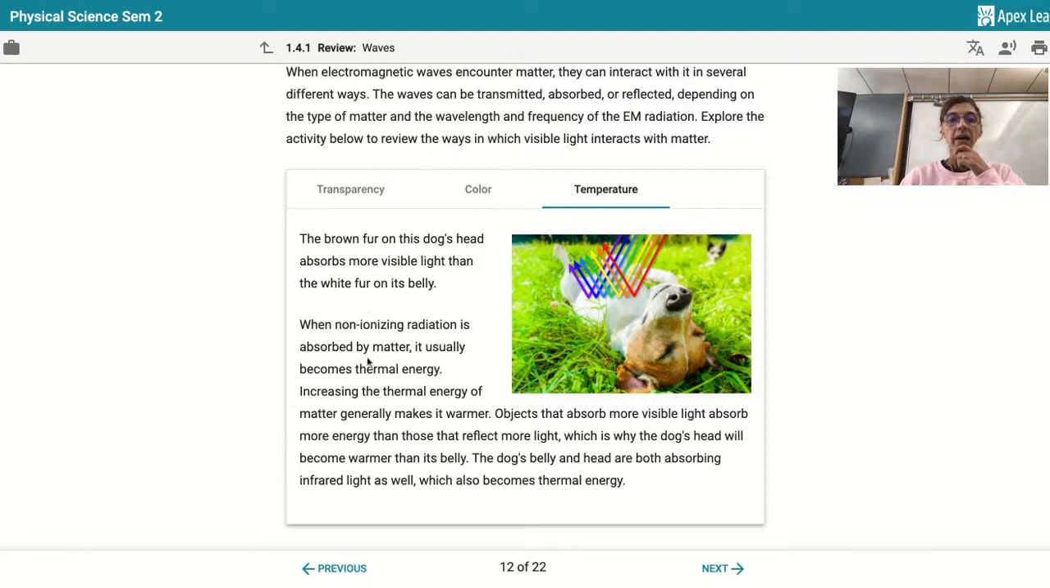Temperature. So brown fur on this dog's head absorbs more visible light than white fur. Okay, so white reflects and black absorbs. That's why they say in the summertime wear light colors, because it will keep you cooler, because it reflects a lot of the infrared radiation, whereas black would absorb that thermal radiation.